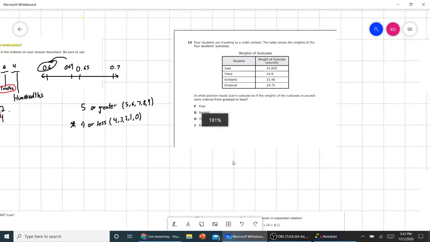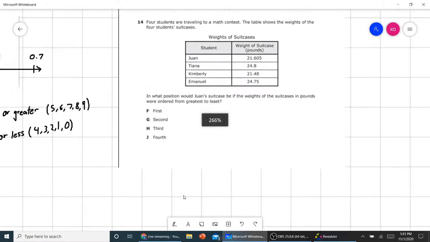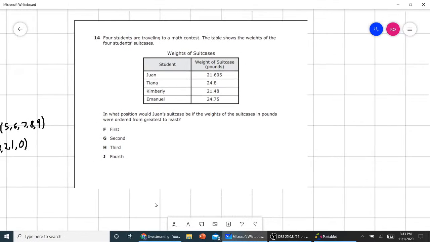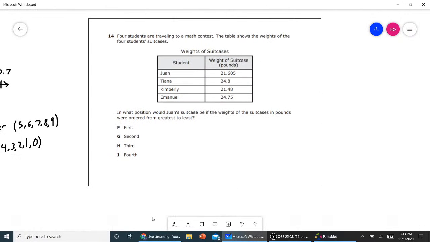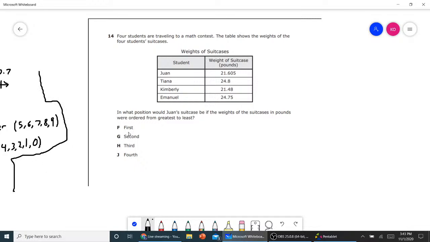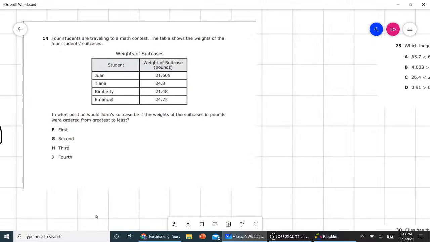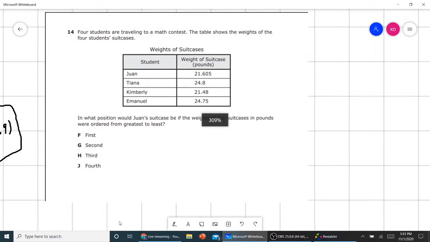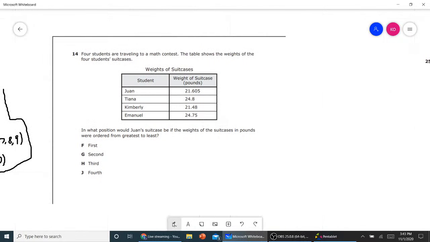So we'll move on to question number 14. And we'll just draw a line so that we can separate our work. There, that looks good. So let's start as always by reading the question and trying to find the information.